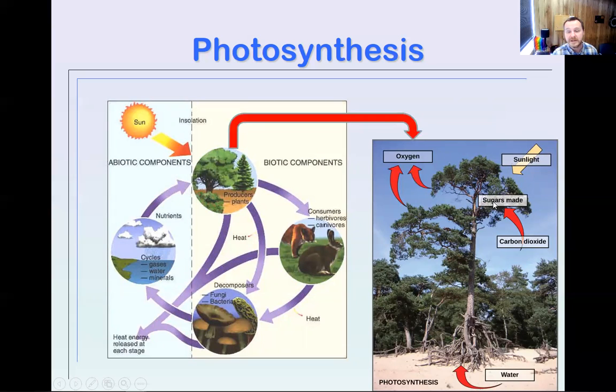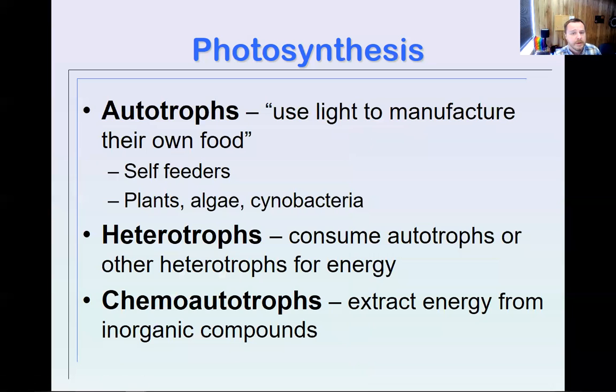Again, sunlight comes in, sugars are produced in the photosynthetic materials, oxygen gets emitted as a waste product, carbon dioxide comes in, water comes in through the root systems. So water plus carbon dioxide plus sun makes sugar: glucose, fructose, and others.